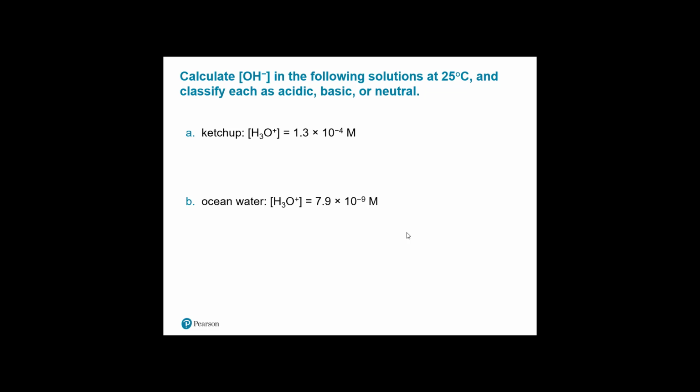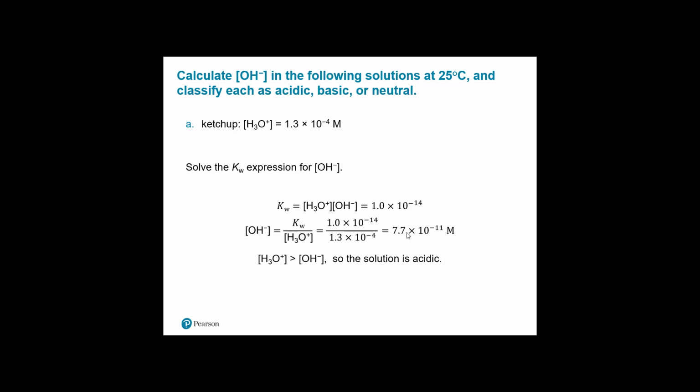So in this case, it's asking for the hydroxide concentration. So we can set this up using the Kw value to determine the hydroxide ion concentration. So with the first one, we can solve it with the Kw. We set it up, we plug in the value that we have, which is the hydronium, and we solve for the one we don't, which gives us 7.7 times 10 to the negative 11.